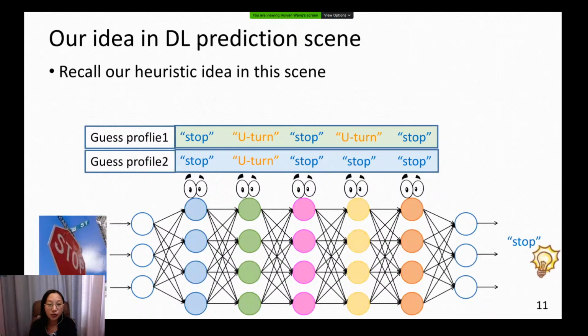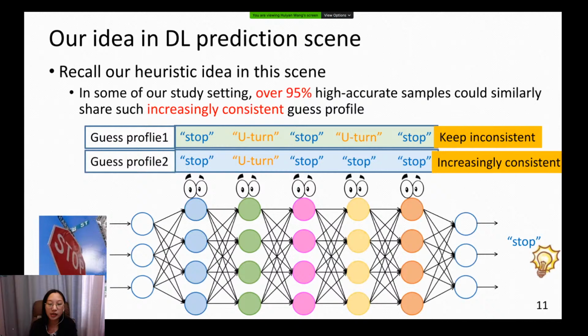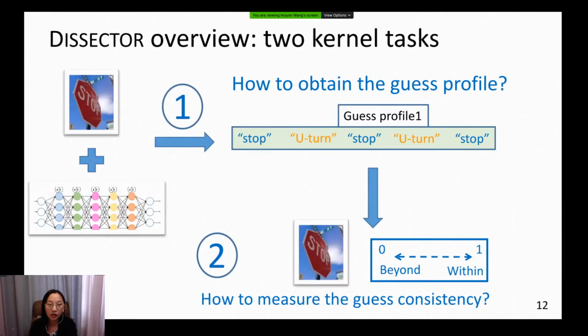Here are two different guess profiles. The above one keeps inconsistent and the below one is increasingly consistent. The below one actually suits our heuristic idea very much. We would similarly consider it to be more trustable. In our later study, we actually observed that over 95% of high-accuracy samples share such an increasingly consistent guess profile. Therefore, our Dissector approach actually has two tasks.